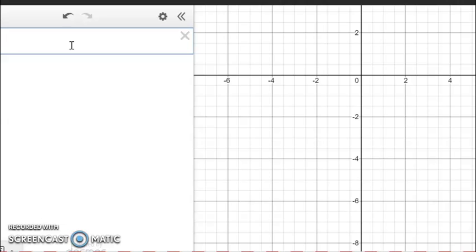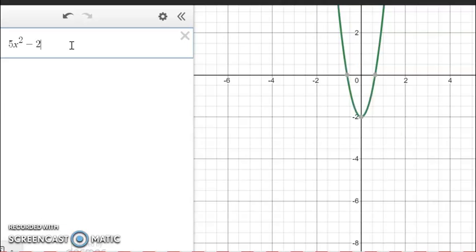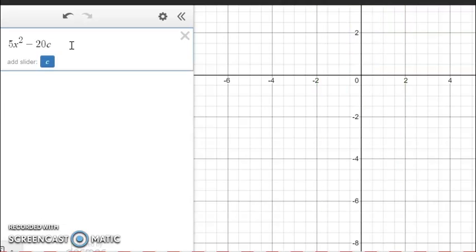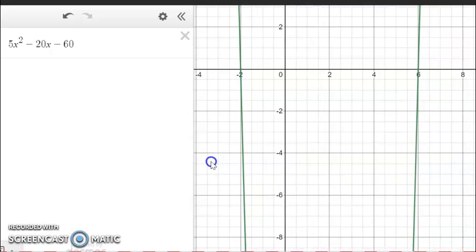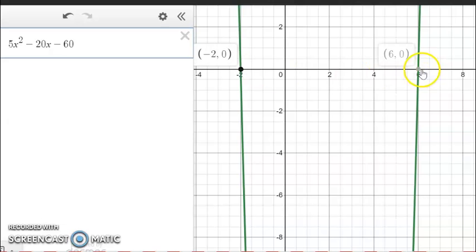This time I'm going to put in 5x squared minus 20x minus 60. Now that's big numbers, and you see that I can't see all of my graph, but I do see that it crosses x. You see that gray dot? That gray dot. So my x values are -2 and +6. That is the solution to this polynomial. Okay, we're going to try one more.